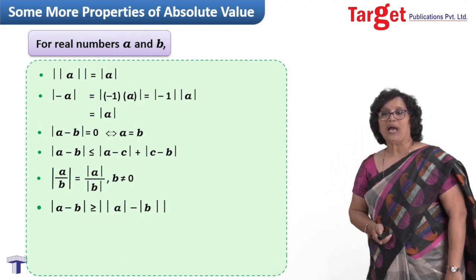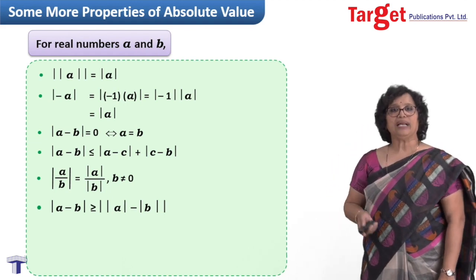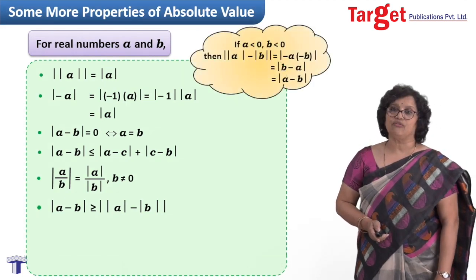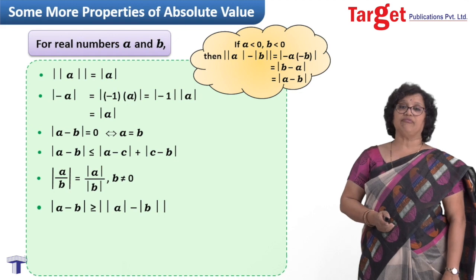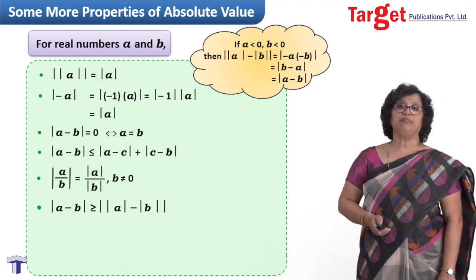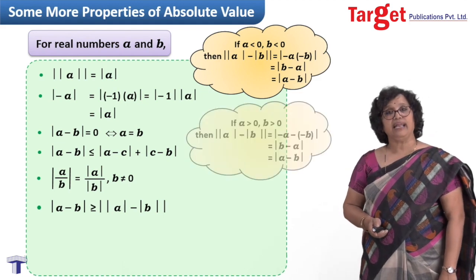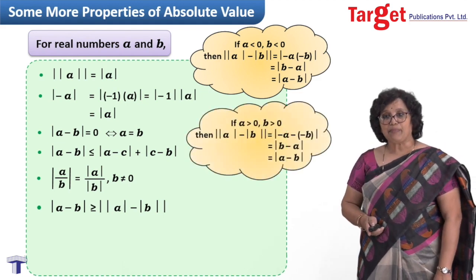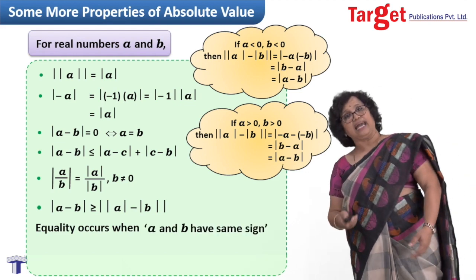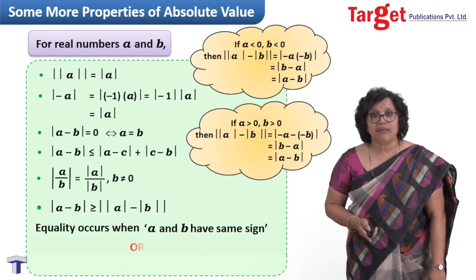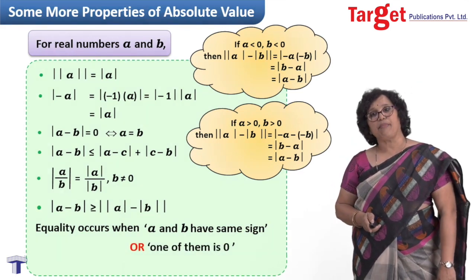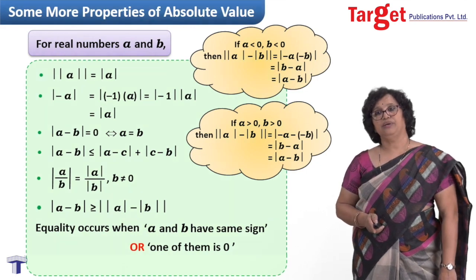Now, since two absolute values are included there, absolute value of a and absolute value of b, by taking two different signs for a and b, we will find that we will get strict inequality, and only when a and b have same signs, we will be finding that two sides are equal. That means equality occurs only when a and b have same sign. Again, like previously, that one of them is 0 or both are 0. Now, this is about absolute values.